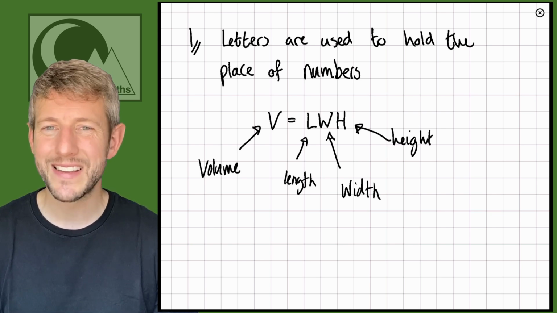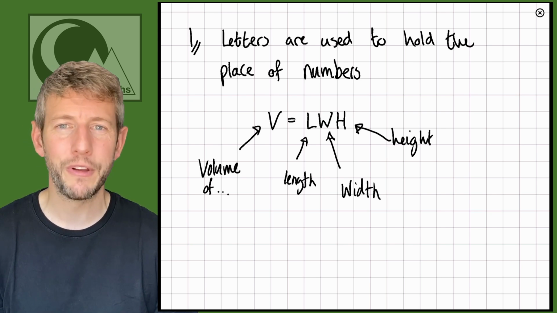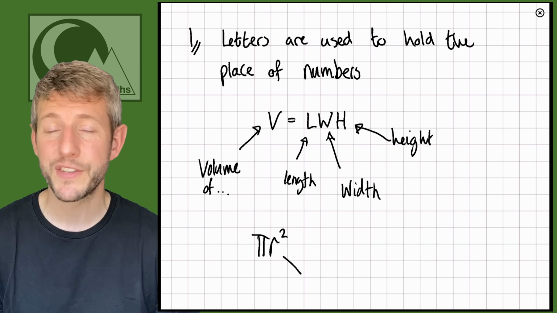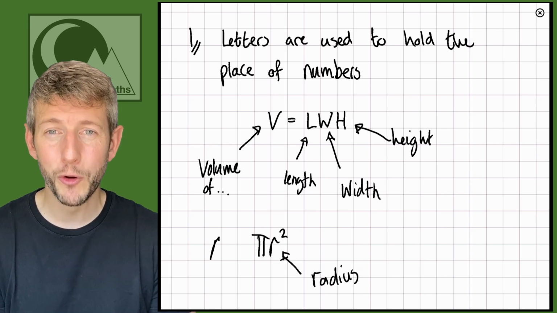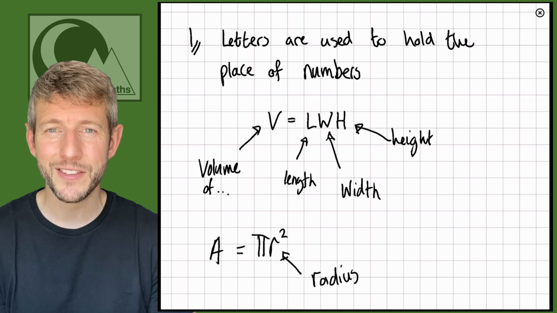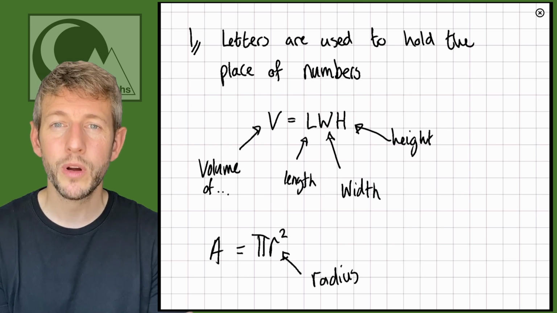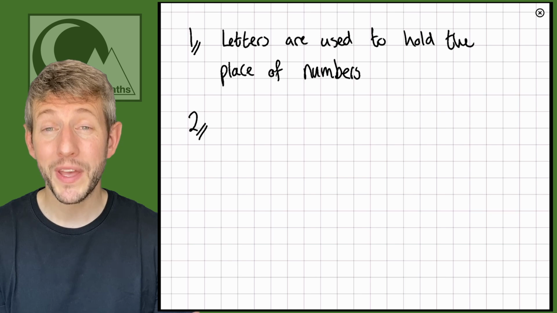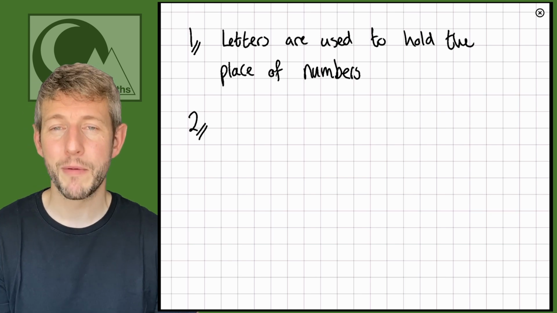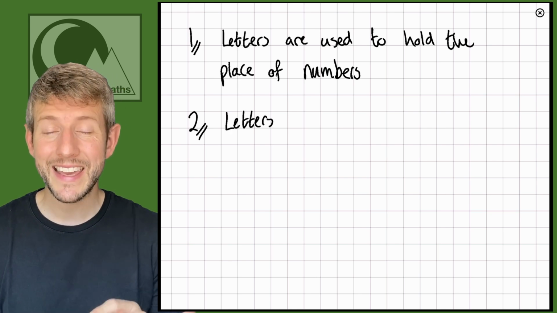Usually the letters are pretty obvious. It's usually L for length, W for width, H for height, R for radius. But when you see them in a formula, those letters are going to be interchangeable with the number that's on a specific shape.